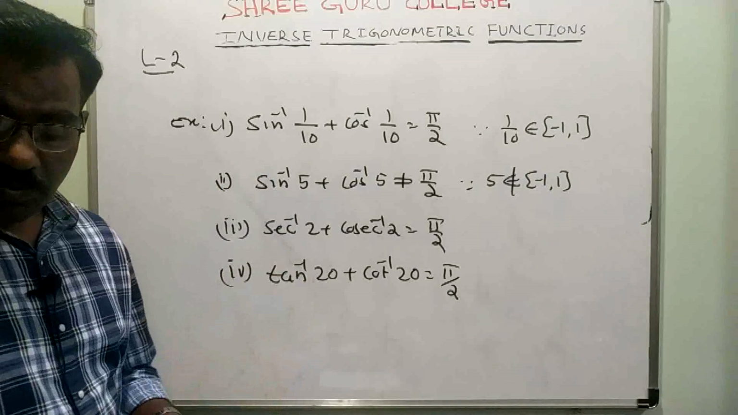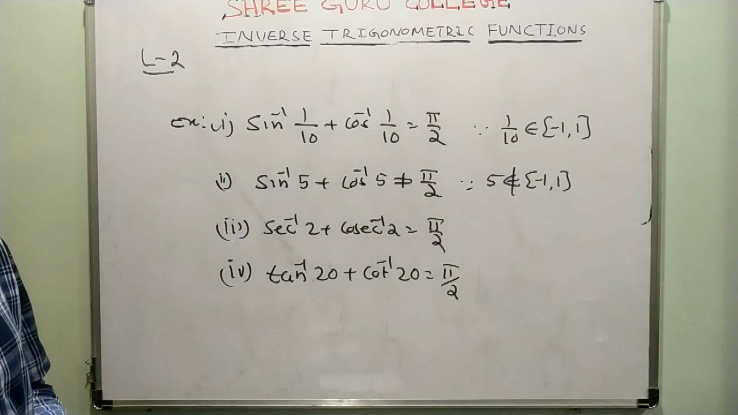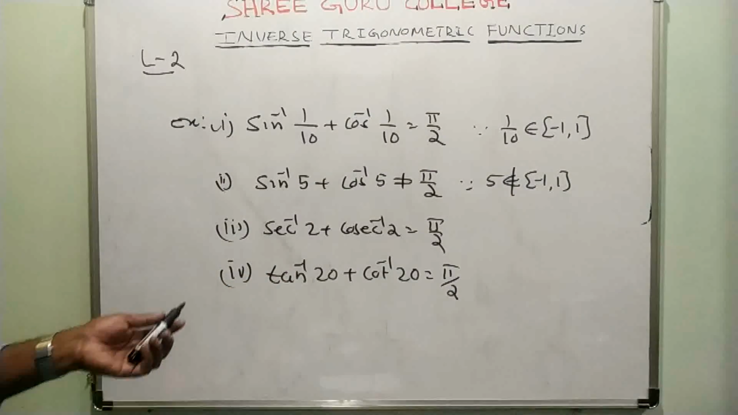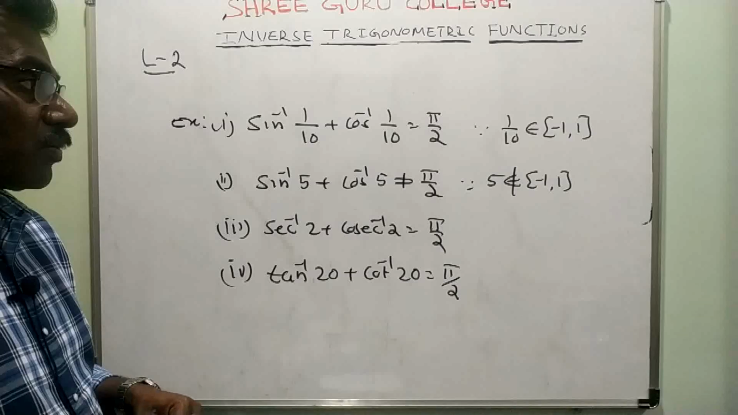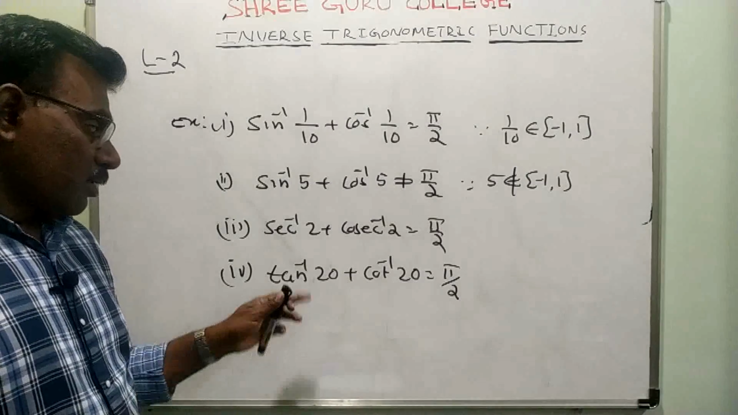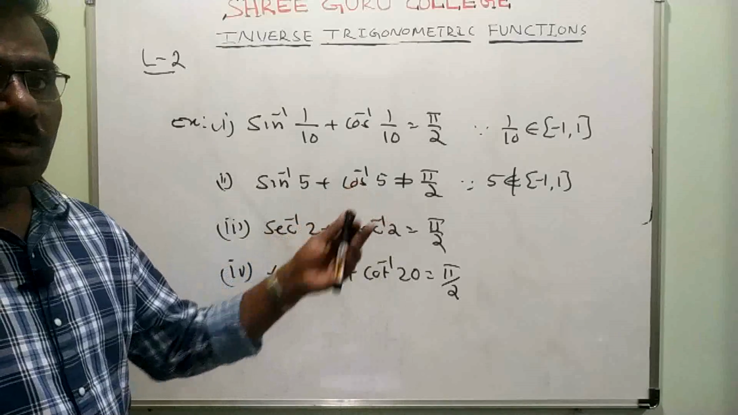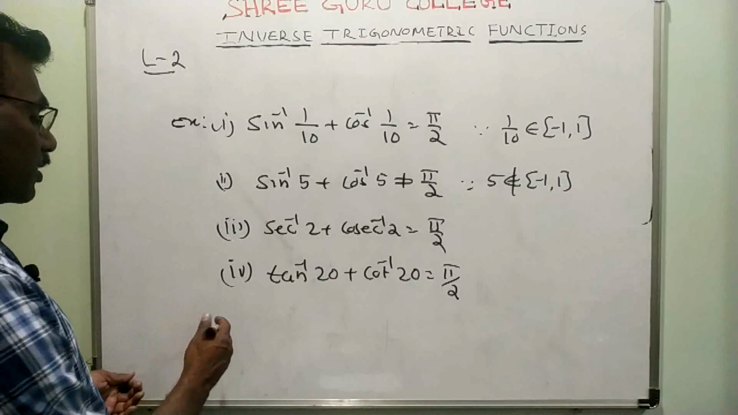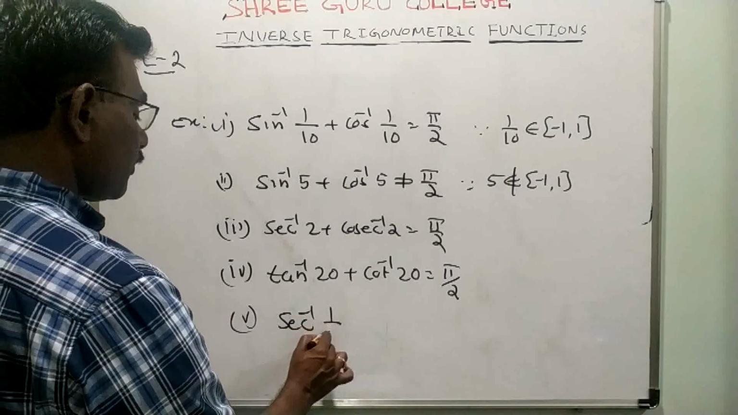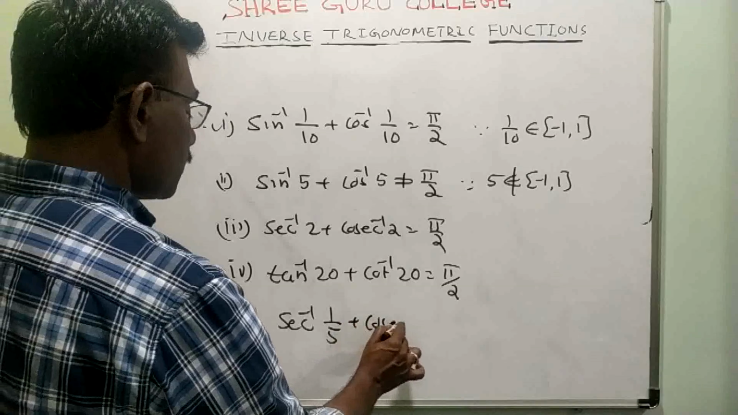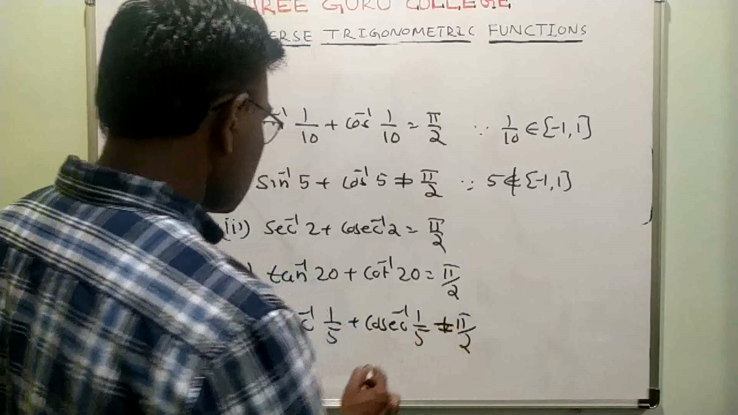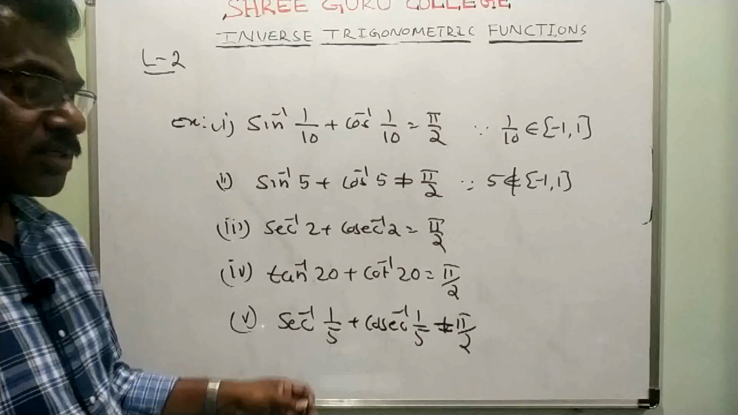So the very important properties: sin inverse of x plus cos inverse of x is pi by 2, tan inverse of x plus cot inverse of x is pi by 2, secant inverse of x plus cosec inverse of x is pi by 2. One more example, secant inverse of 1 by 5 plus cosec inverse of 1 by 5 is not equal to pi by 2, because the domain should be greater than or equal to 1, but here less than 1 is not possible.